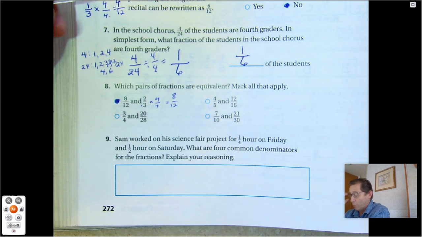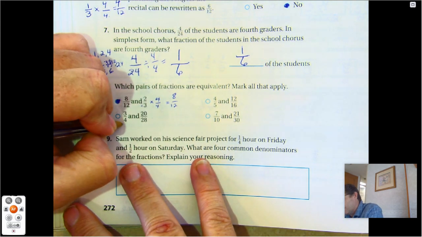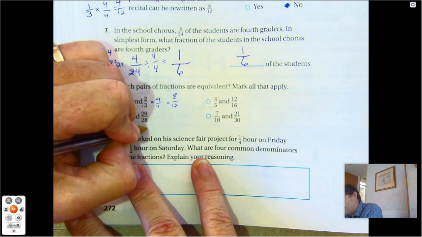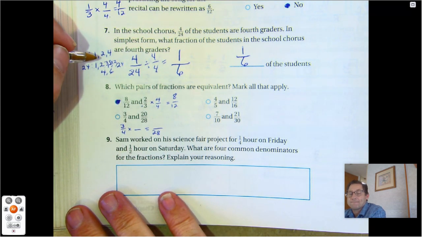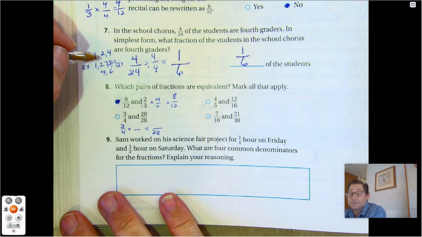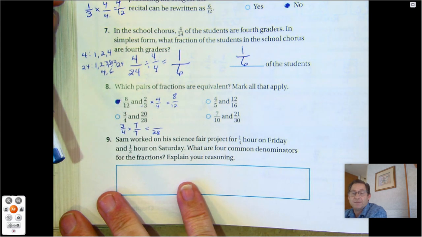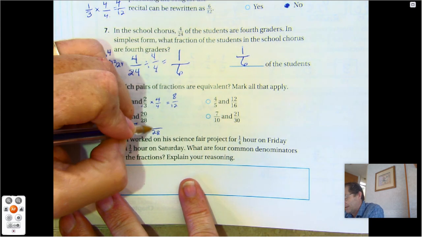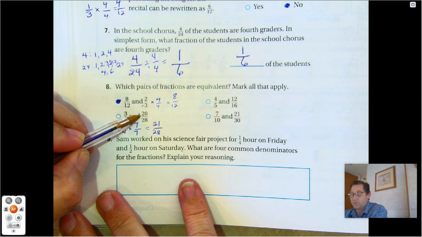3/4 and 21/28. 3/4 times what would give me 28ths? 4 times 5 is 20. 4 times 6 is 24. 4 times 7. So let's multiply by 7. 4 times 7 is 28. And 3 times 7 is 21. 21/28 does not match 20/28. So those are not equivalent.